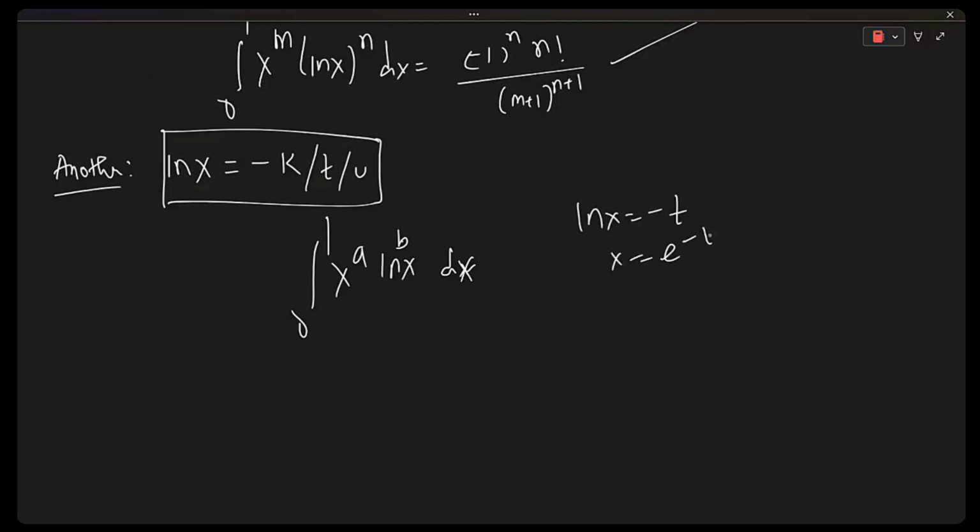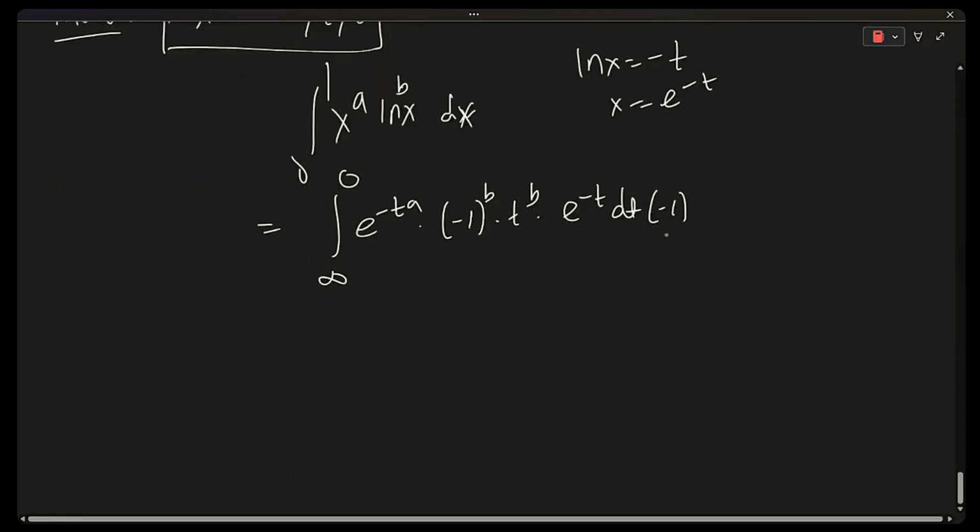इसमें सिंपली ln x को ले लो माइनस t, तो x बन जाएगा e to the power minus t. Now integral देखो, ln x है माइनस t, तो t is basically minus of ln x, right? Now ln of 0 is minus infinity, so this becomes infinity. ln of 1 is 0, so this is 0. x is e to the power minus t, so this is e to the power minus ta. ln x is minus t, so this is -1 whole to the power b into t to the power b, and dx is e to the power minus t dt and -1 again.